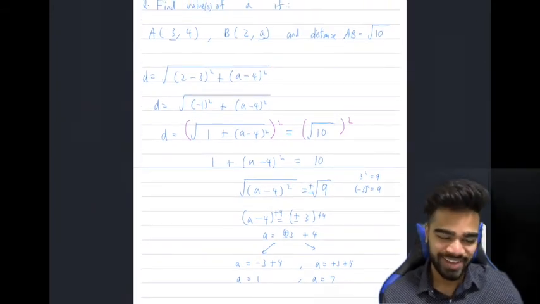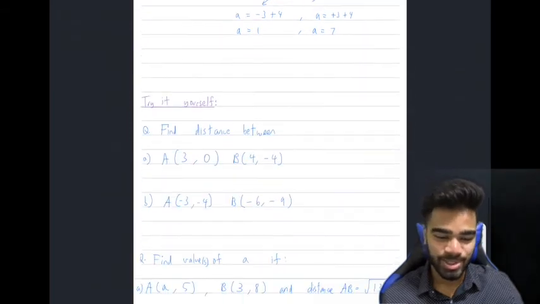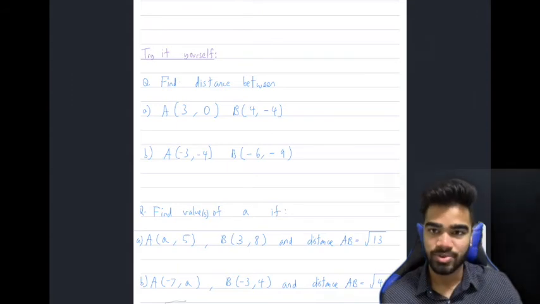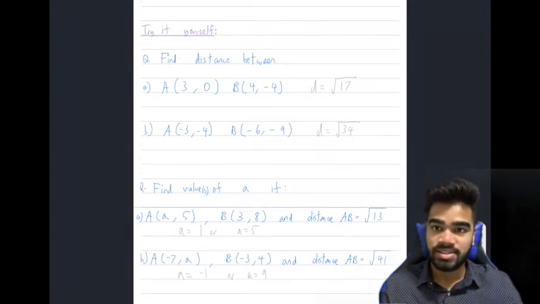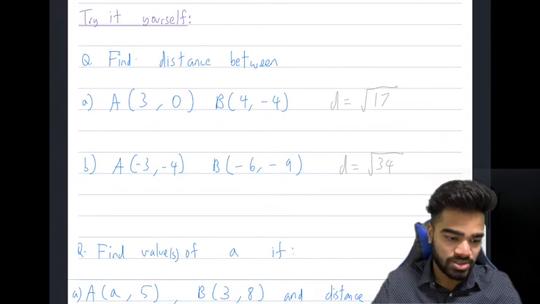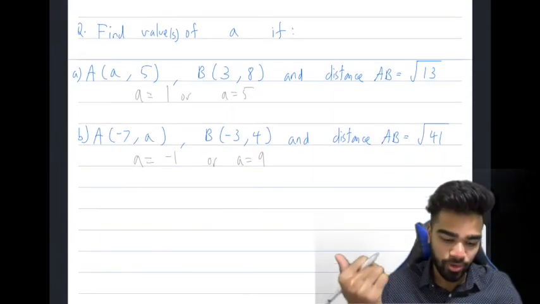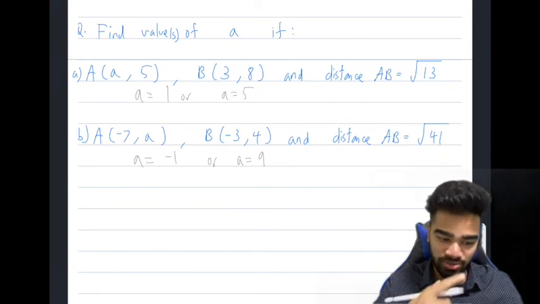I hope you understand this question. Now it's your turn as usual. These are the questions. Find the answers. Go for it. Pause the video. Alright, these are the answers to the questions. For question 1, A is going to be root 17. 1B is root 34. I will do both of these next few questions for you.